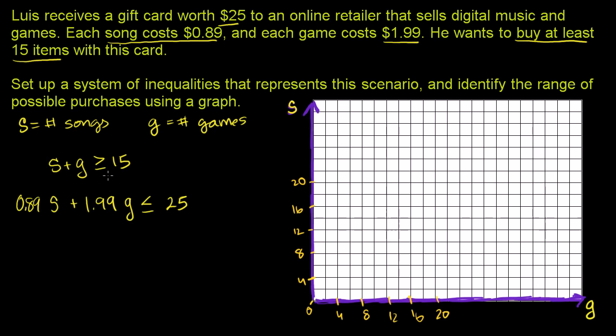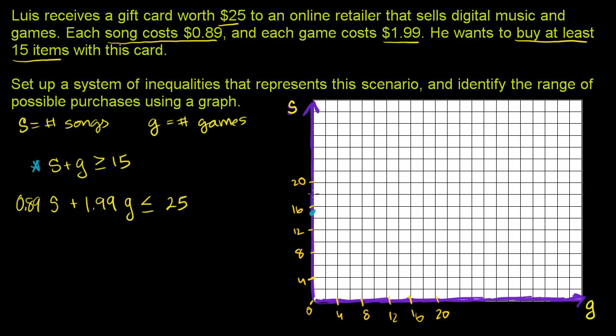So let's see if we can graph these two constraints. This first constraint, S plus G, is greater than or equal to 15. The easiest way to graph this is to think about the intercepts. If G is 0, what is S? Well, S plus 0 has to be greater than or equal to 15. So if G is 0, S is greater than or equal to 15. S of 15 is, let's see, this is 12, 14, 15 is right over there.